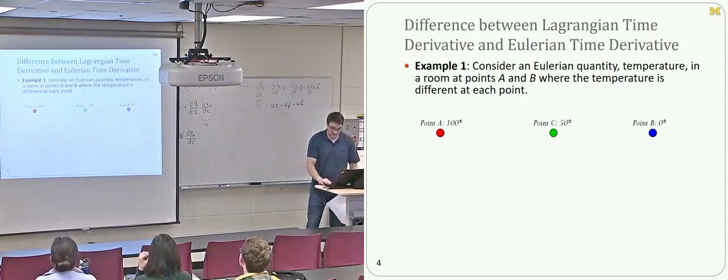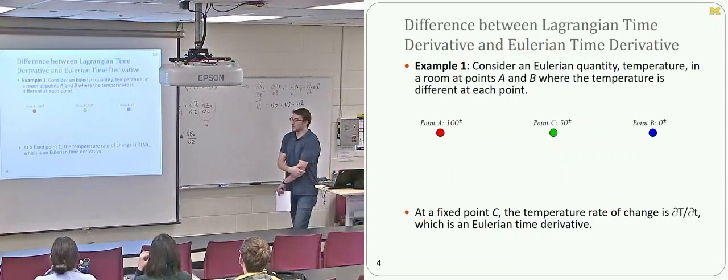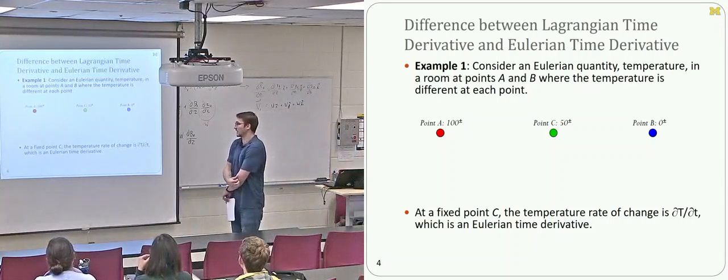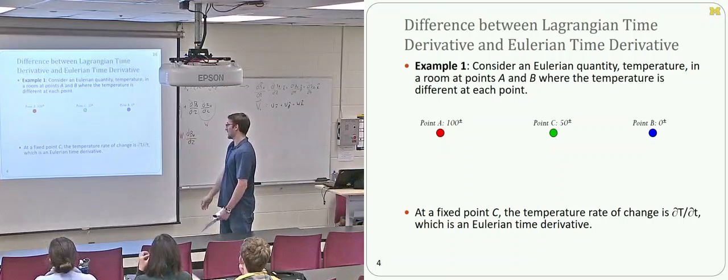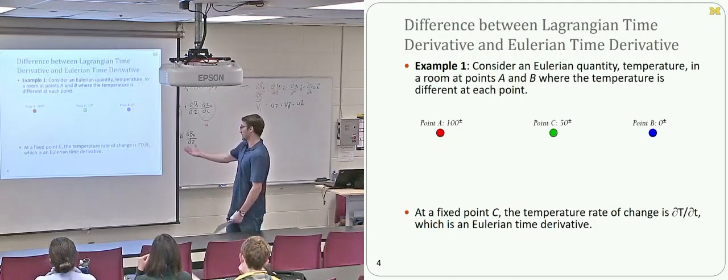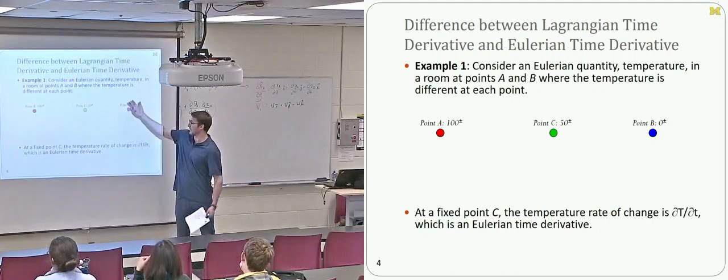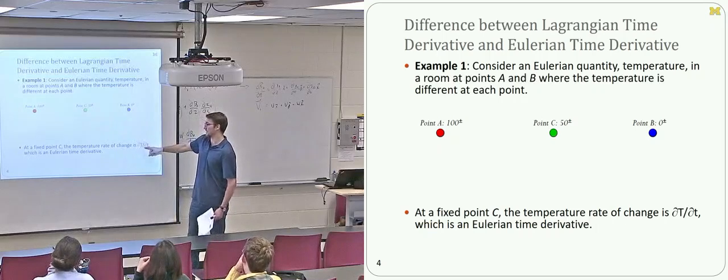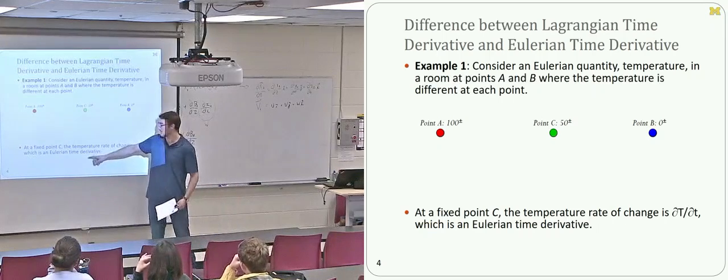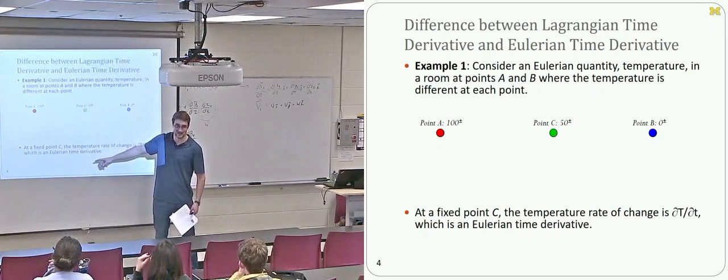Now at a fixed point, any one of these points, the rate of change is just equal to partial T partial t at the point. So that's our Eulerian time derivative. This tells us about the steadiness of the field.